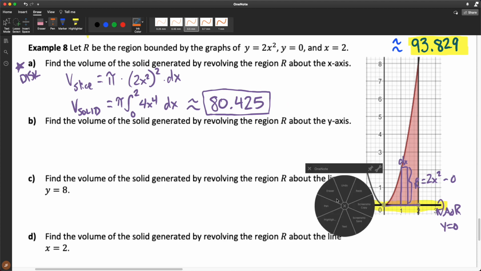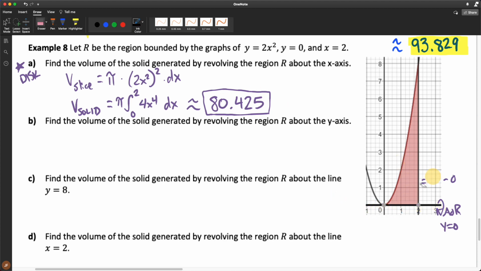All right, so I'm going to do a little bit of erasing here. About the y-axis, that's this guy here. Let's make sure we label that. This is our axis of revolution, which is x equals 0. So do we need to use the disk method or the washer method for this one? Well, it's not attached to our axis of revolution, so we're going to need to use the washer method and find both an outside and an inside.